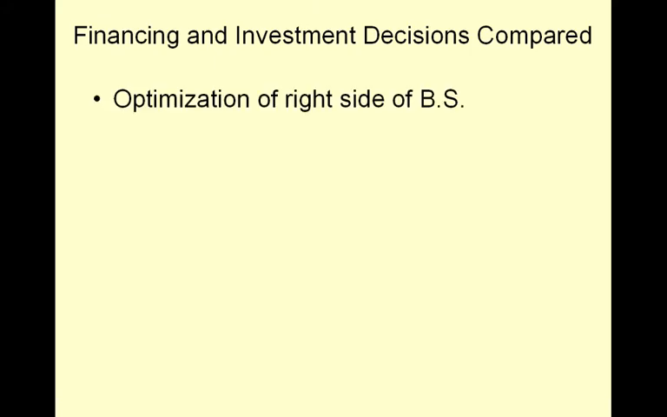Let's compare financing and investment decisions in some more detail. While the investment decisions we've been discussing determine the asset structure of the firm as represented by the left side of the balance sheet, financing decisions involve optimizing the right side of the balance sheet, or selecting the best mix and types of debt and equity to finance the firm's operations and assets.